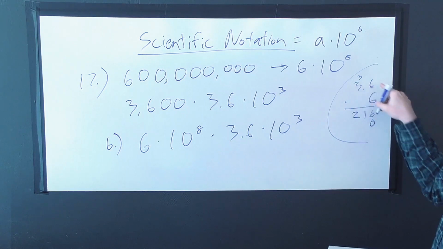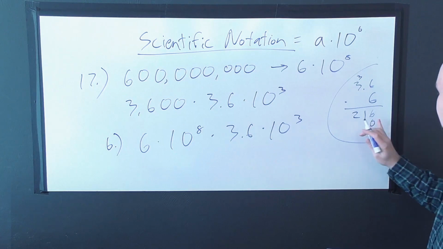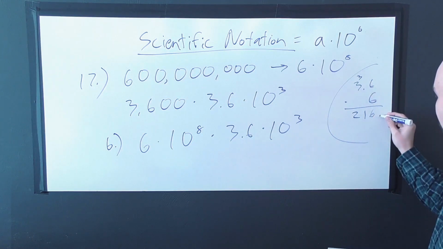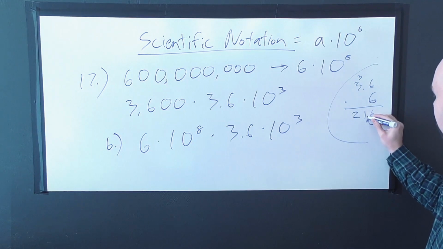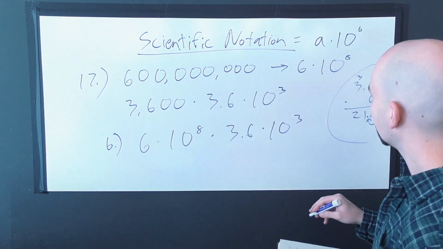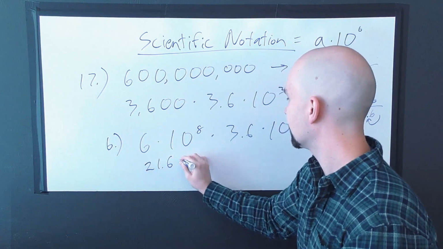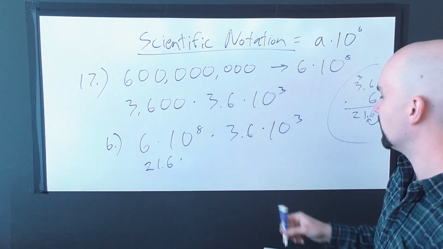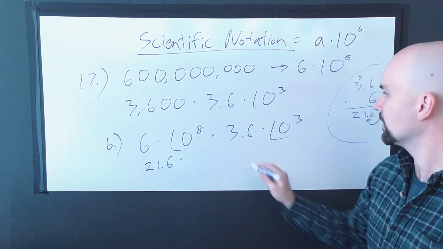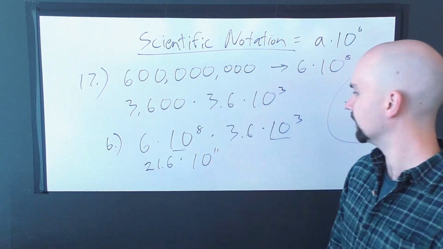Now I'm going to do the tens place. Actually, no, I don't need to, sorry. And so now we're going to move our decimal place over 1, because we had 1 decimal place in these factors. So that's going to be 21.6, which is, again, 6 times 3.6, times, now these have the same base, so we can add their powers. What's 8 plus 3? 11. 10 to the power of 11.